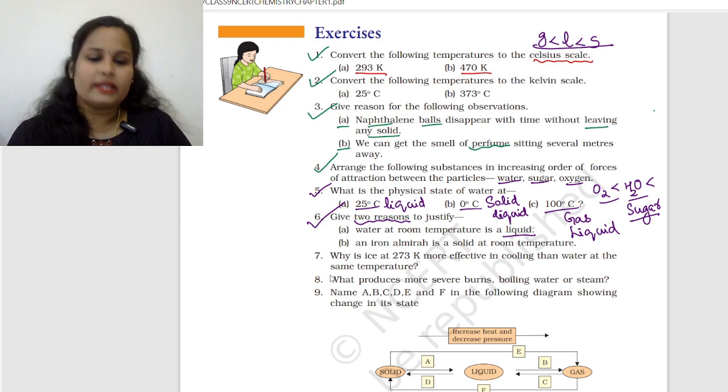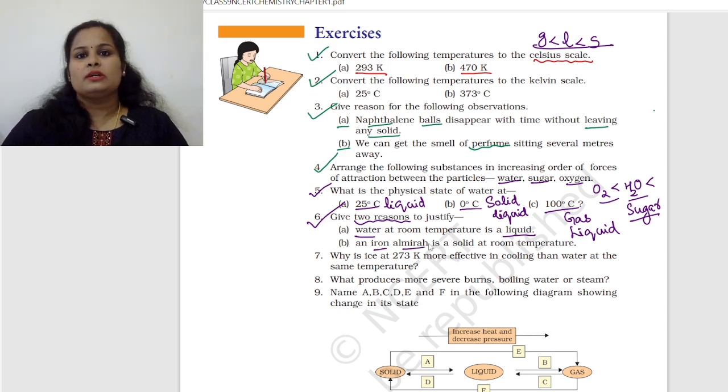Now the B question: an iron almirah is a solid at room temperature. So definitely an iron almirah is said to be solid. Why?